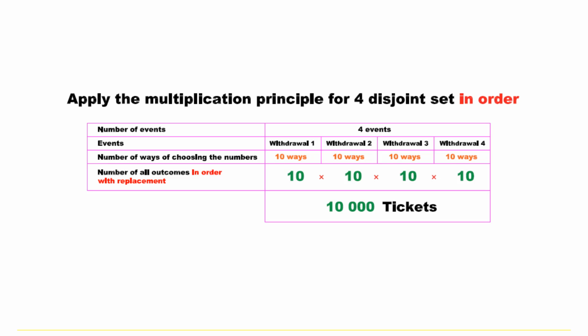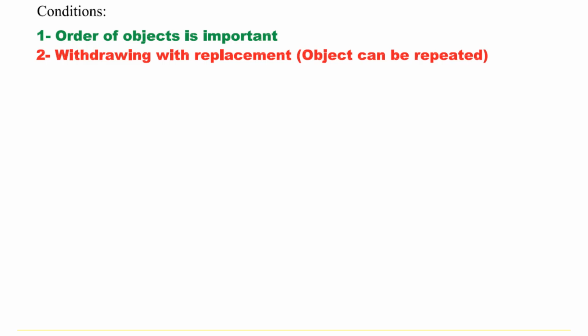The number of winning tickets can also be known using the permutation formula under the following 2 conditions. The first condition, order is important. And the second condition, withdrawing is with replacement. So how do we know that withdrawing is with replacement? Because tickets such as 1122 have 2 repeated digits. So since repetition is possible, then this is equivalent to withdrawing with replacement.